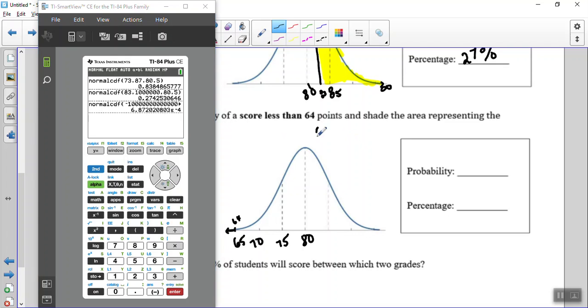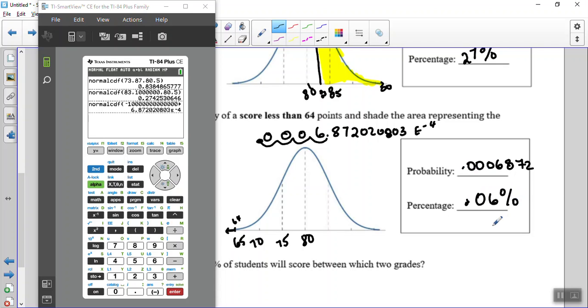Remember, it tells you. Let me write it out. So this is actually in scientific notation. E to the -4 tells you to take your decimal place and move it over 4 places, which means that you have 0, 0 here. So this is actually your probability right here. Okay, which as a percentage, move the decimal place over 2, so this is 0.06%. It's a tiny little percentage. Okay.